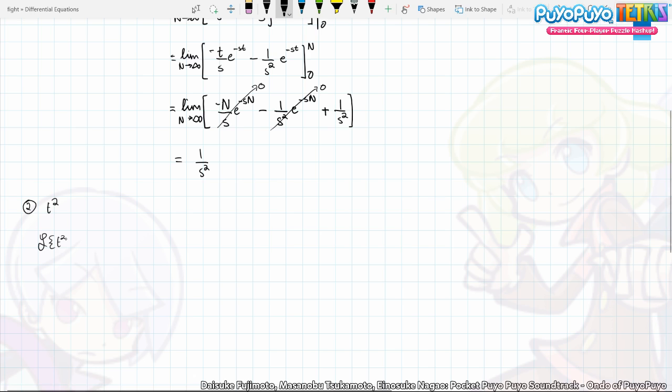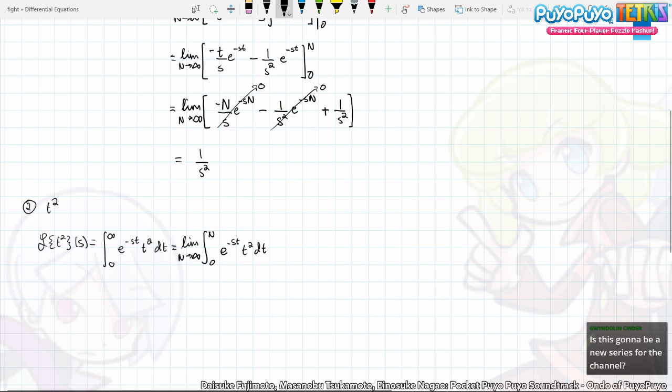Okay, let's see if I can do this. Laplace transform of t squared. So what do I do this time? Am I going to have to do integration by parts twice? Oh my gosh. This sucks. I don't want to do this anymore.